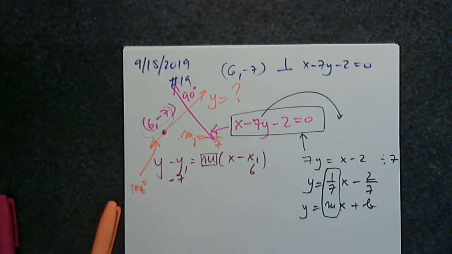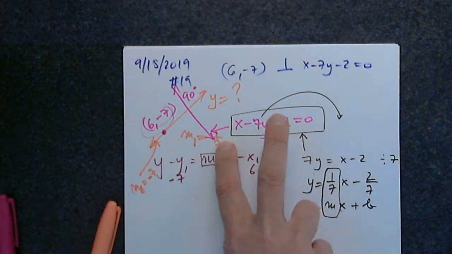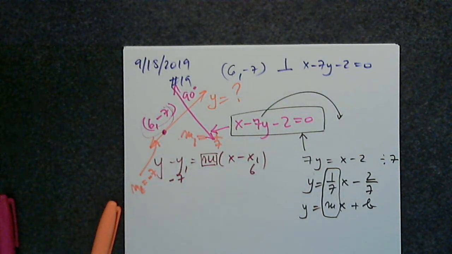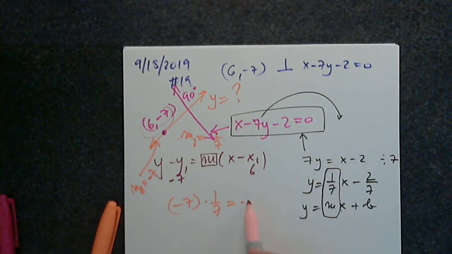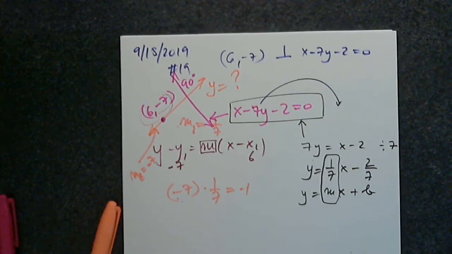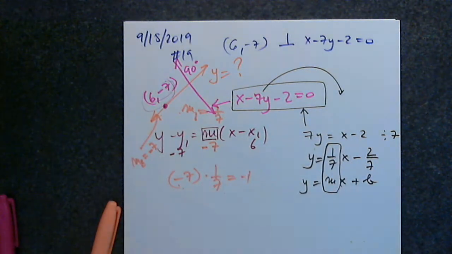Negative 7. It is. Why would it be negative 7? Because remember, the product of negative 7 and 1 over 7 equals? Well, you don't have to, you just multiply them. Negative 1. Exactly. So negative 7 times 1 over 7 is negative 1. Therefore, the lines with these slopes are perpendicular. So all I have to do now is just in this equation replace the slope by negative 7.